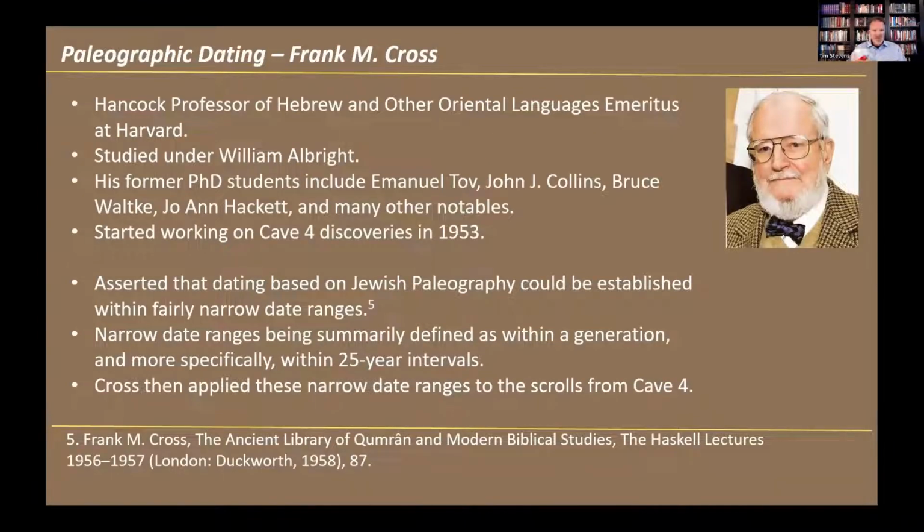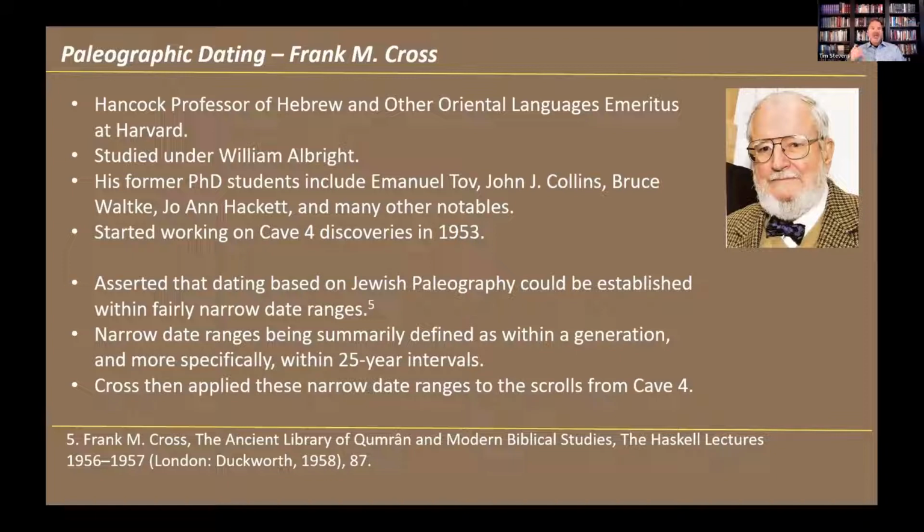Now we come to Cross. Cross was the Hancock Professor of Hebrew and other Oriental languages emeritus at Harvard. And he studied under William Albright that we just looked at.